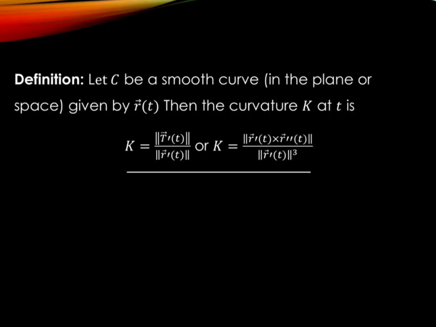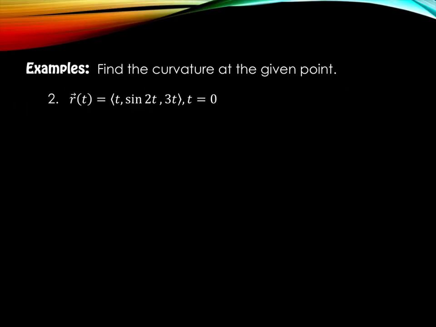Okay, you ready to give it a go? Okay, computationally, it's a little bit of a mess what we're doing, but it is just computation pieces. So take a look. We're going to find the curvature at the given point. Here is our R of t equation. And we're going to do R prime and we're going to do R double prime. Okay, that's how we're going to take this one.